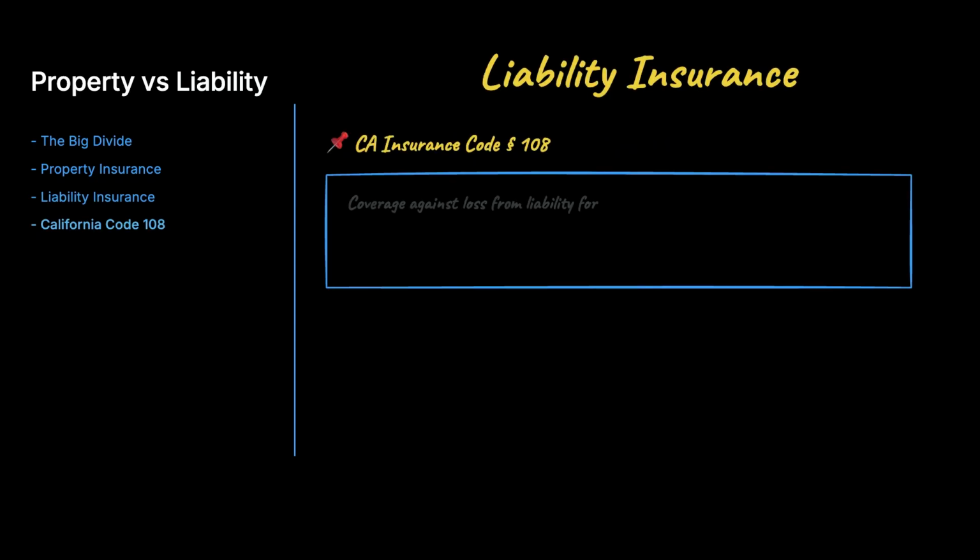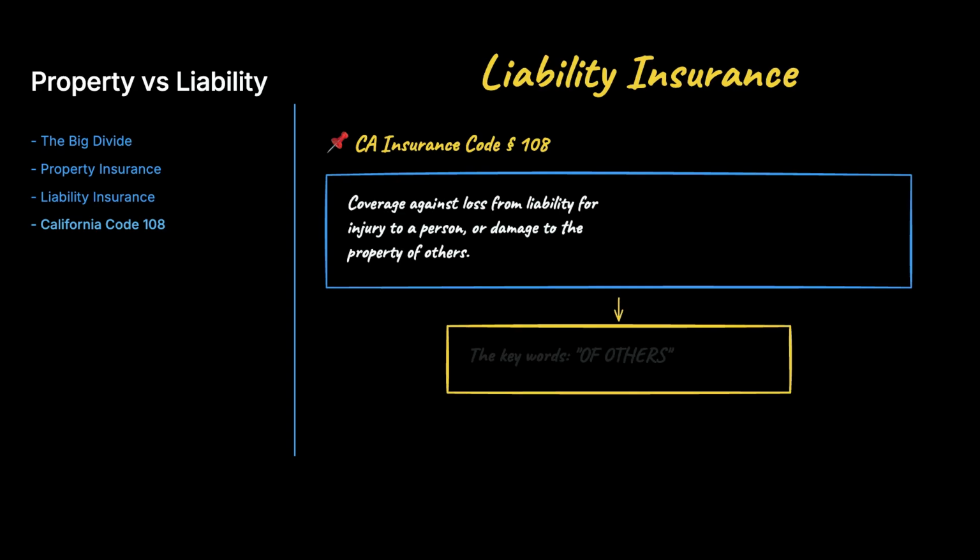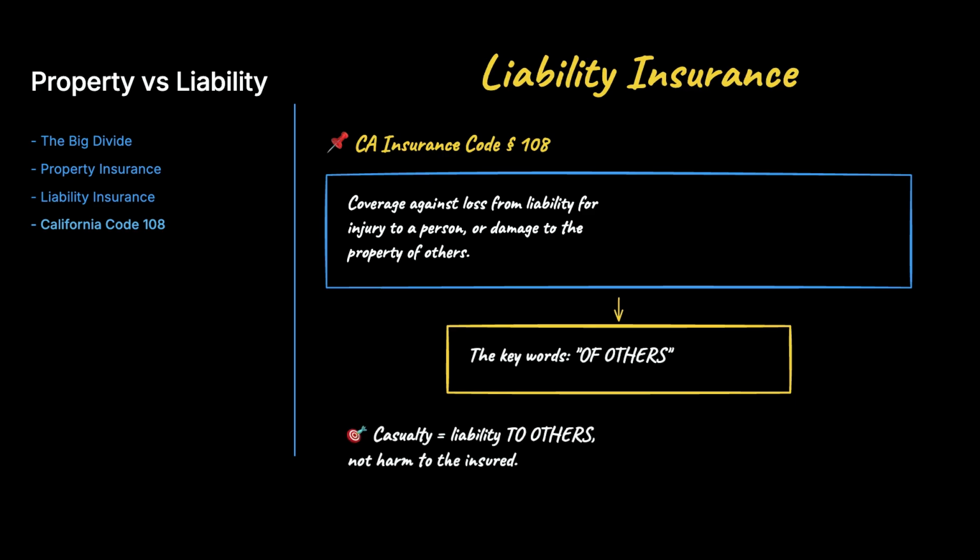California puts this in writing. Insurance Code Section 108 defines liability insurance as coverage against loss resulting from liability for injury suffered by a person or for damage to the property of others. The words that matter are "of others." Casualty coverage is about your insured's legal liability to other people.